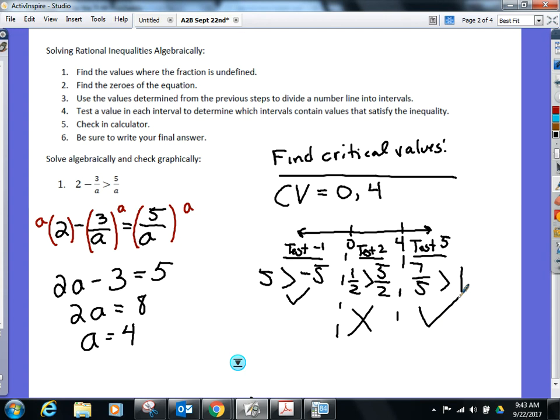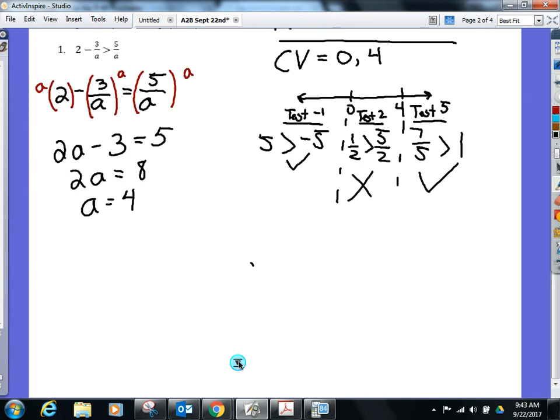So now we know where the solutions are. They're right here to the left of 0, and they're right here to the right of 4. Everyone's in agreement, yes? Is everyone okay? Now the last part is writing that answer mathematically for me. All right? So writing it correctly for me.